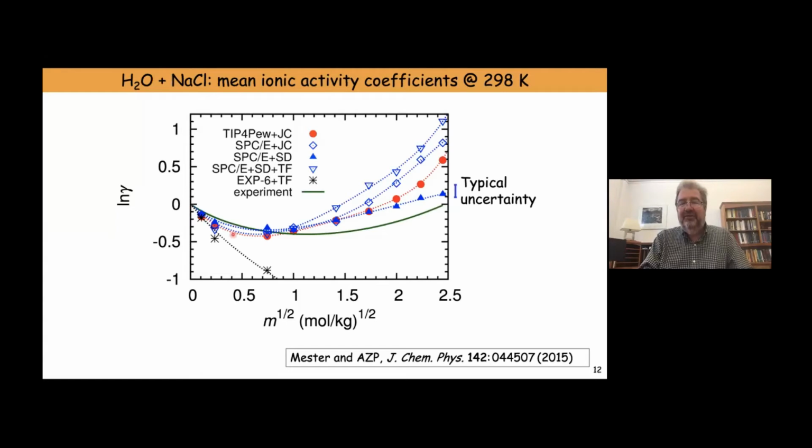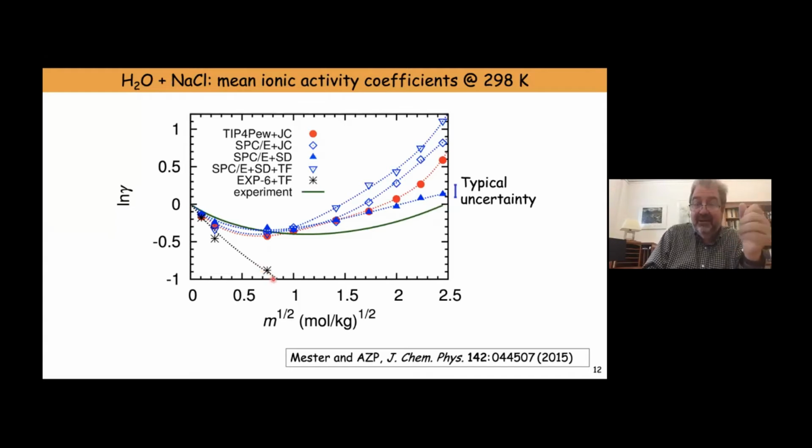They follow the limiting law reasonably well with the correct dielectric permittivity for the model water. But then they all deviate from experiments, which is this green line here, predicting higher non-idealities at high concentrations, except this particular model, which is a particularly bad model for water based on exponential 6 interactions that I did in the early 2000s, fitting the VLE properties of water.